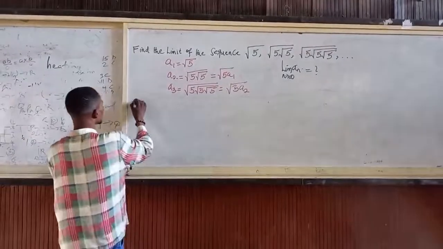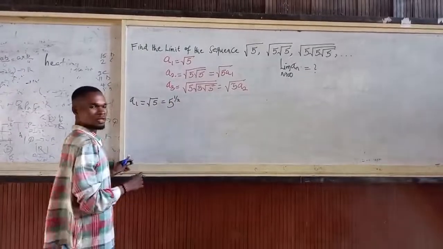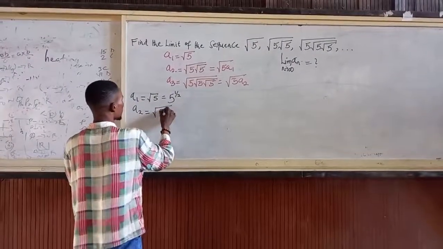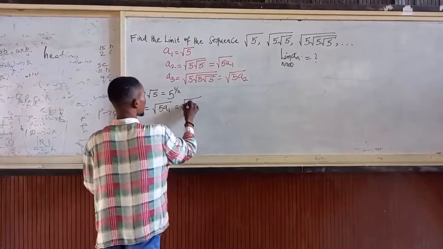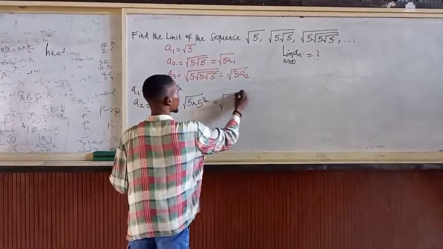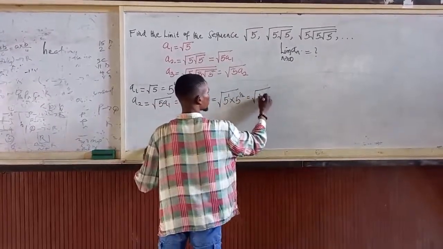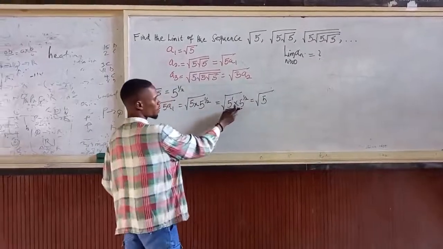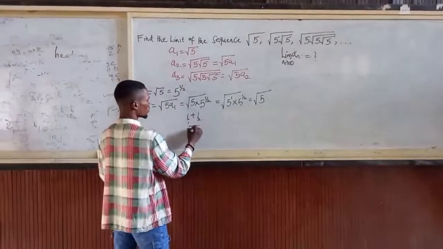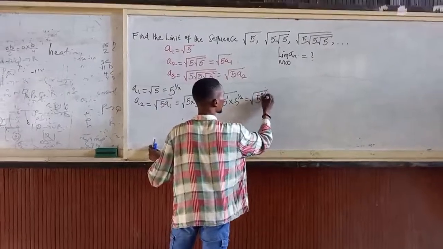Now this is a1, which is what? Root 5. Root 5 can be written as 5 raised to the power 1 over 2. And a2, which is what? Root 5 a1 is root 5 times 5 raised to the power 1 over 2. Which is the same thing as 5 raised to the power 1 times 5 raised to the power 1 over 2. The same base, different power. That is 1 plus 1 over 2, which is 3 over 2. That's 5 raised to the power 3 over 2.